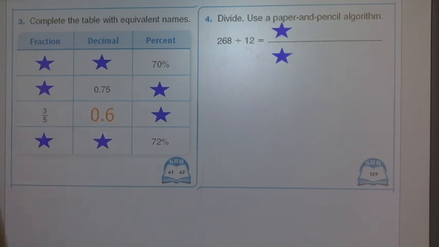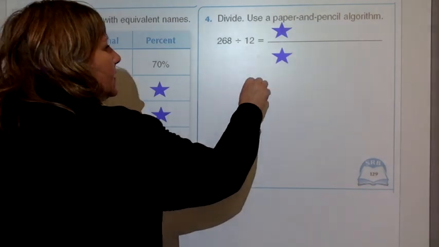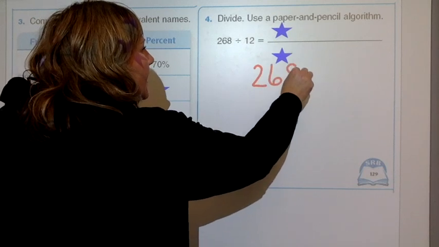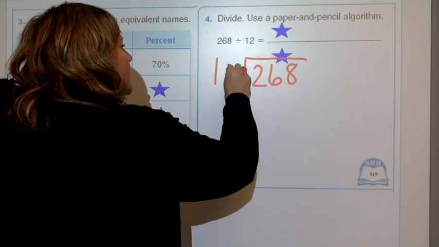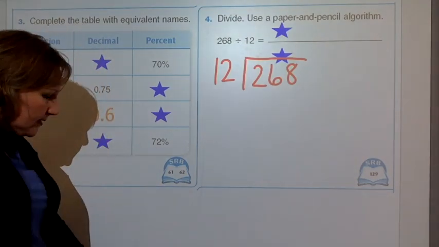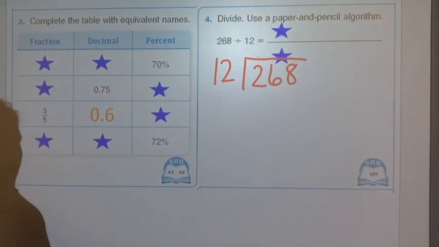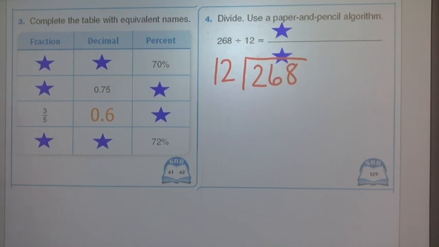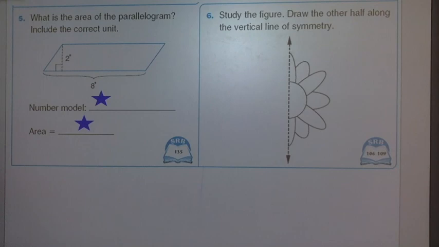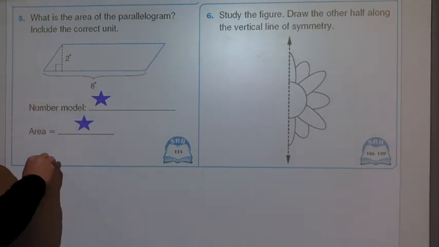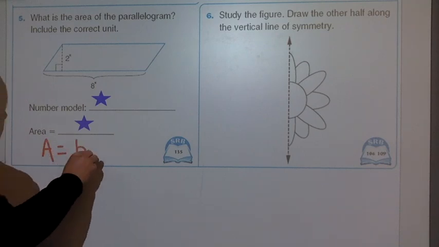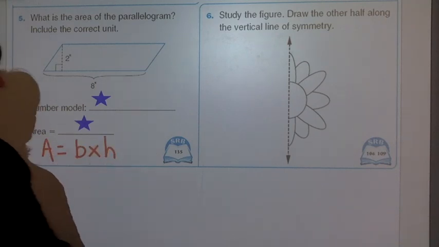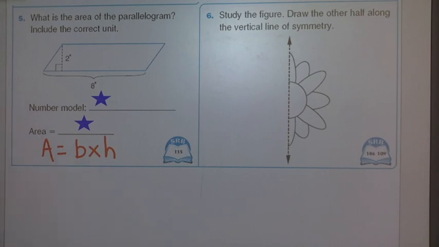Oh, look at number 4, long division style. Awesome, 268 divided by 12. I'll get that set up. Again, please don't use your calculator. If you have a decimal here as your quotient, I will be able to tell if you used a calculator or not. Number 5. What is the area of the parallelogram? Area equals base times height. Give me that number model.